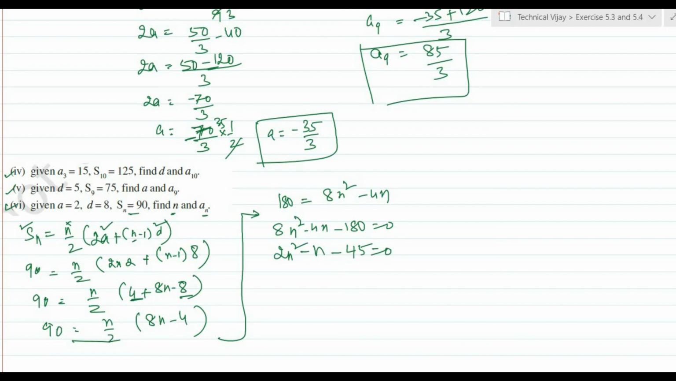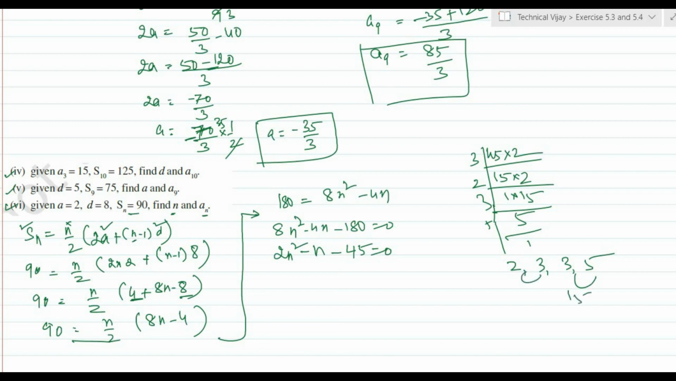So now for factorization we will take 45 into 2. The factors are 2, 3, 3 and 5. 5 3s are 15, 3 2s are 6, this is not possible. 3 3s are 9, 5 2s are 10. So 9 and 10 are possible. So 45 into 2 is 90, and 9 into 10 is 90.